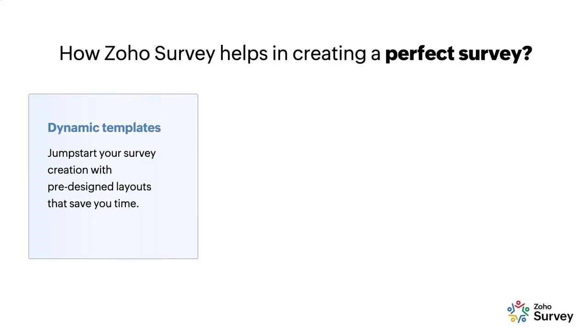Dynamic templates. Zoho Survey has more than 250 templates, which are designed after proper research. You can easily choose a template that serves your purpose and create a survey in less than a minute. These templates are a time saver. You can also add more questions to it, modify the existing ones, or delete them at any point of time. Whether you're seeking feedback on a product, a service, or customer experience, these templates provide a solid foundation.